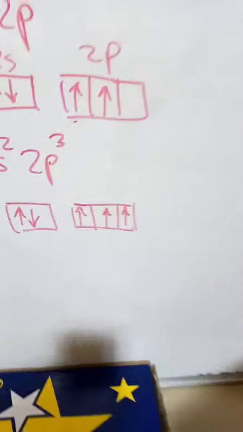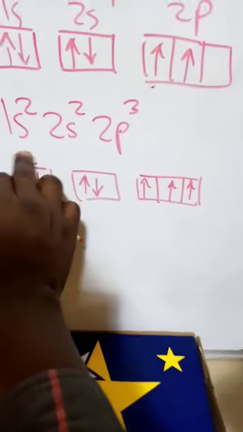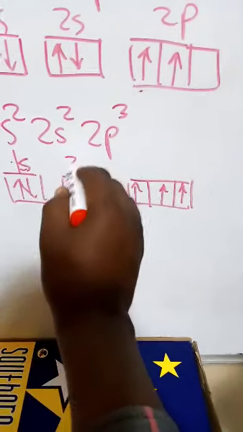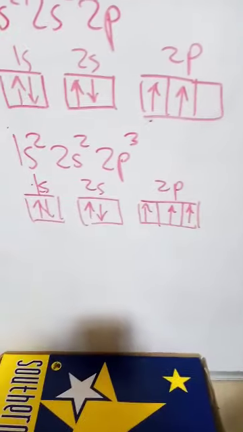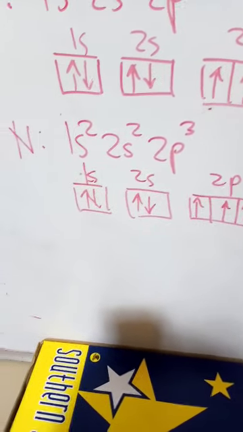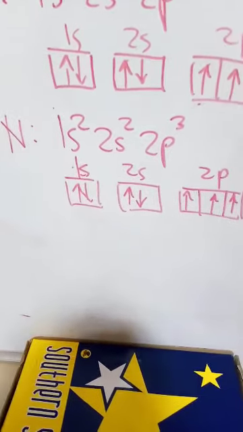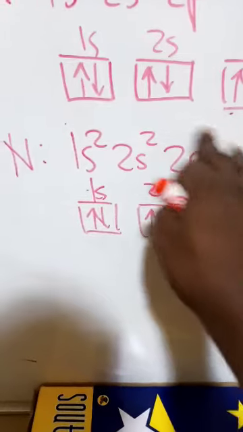So the 2p orbital will look like that. 1s, this is 1s, then 2s, then 2p. Then from nitrogen, we'll go to oxygen. Oxygen has 8.